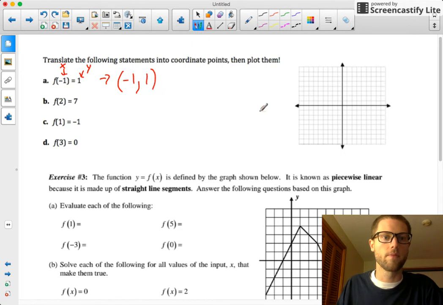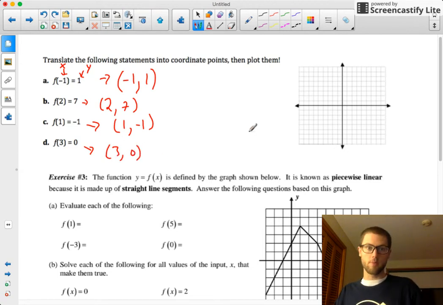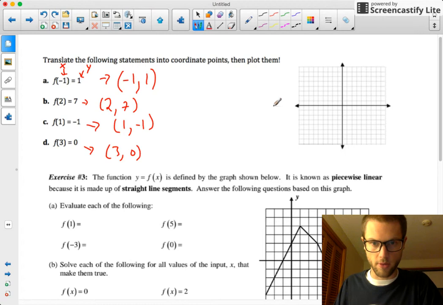Over here for letter B, that's going to be associated with the coordinate 2, 7. Over here, f of 1 equals -1 will be associated with the coordinate 1, -1. And then finally, I get this coordinate 3, 0. And I can plot all these points. Remember, the x-axis is my input, and the y-axis is my output.